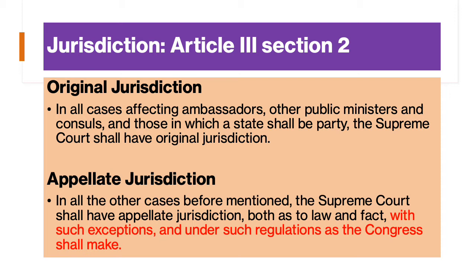for the first time. It then goes on to say that in all other cases before mentioned, and that would be the maritime jurisdiction, laws having to do with federal law, laws having to do with the Constitution, and all other cases before mentioned, the Supreme Court shall have appellate jurisdiction. It can hear the cases only on review, both as to law and fact, with such exceptions and under such regulations as the Congress shall make. And so there's that provision that you'll be reading about in the case Ex parte McCardle that basically says that Congress can say that certain types of cases are exempt from Supreme Court review, giving Congress a lot of power to define the appellate jurisdiction of the Supreme Court.